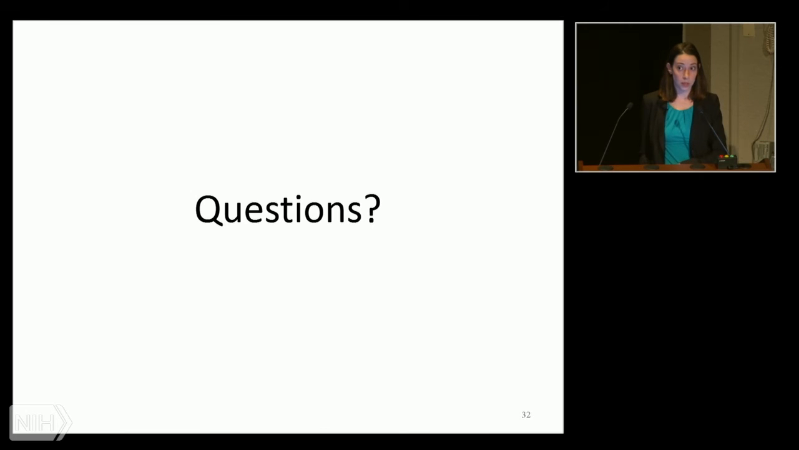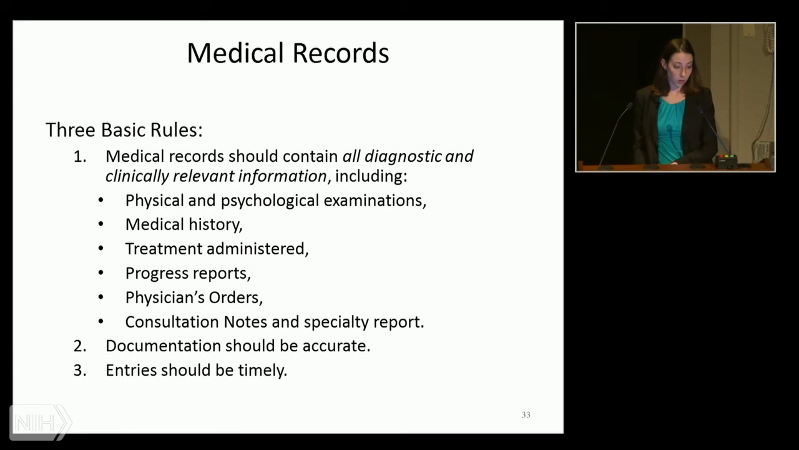So that wraps up our discussion about children in research. And so now we can go on to talking about medical records. So basically, medical records should contain diagnostic and clinically relevant information. It needs to be accurate and it needs to be timely. If somebody looks back on it, it needs to give a full picture of what has happened, discussions, lab results, the like.